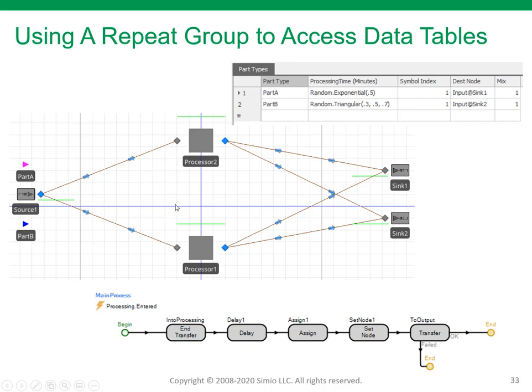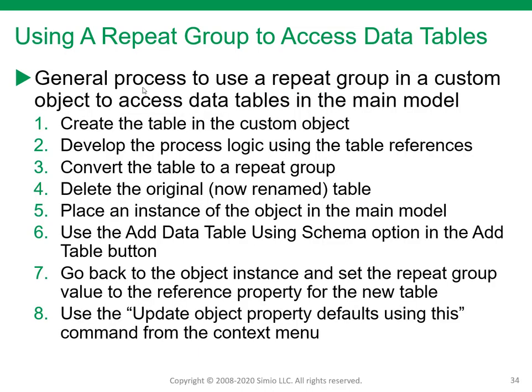In this example, what we're going to do instead is use a repeat group inside the processor and then map the data table to the repeat group. And then from within the custom object, it looks like we're accessing the data table, even though what we're actually accessing is that repeat group. So this is a very powerful feature and is quite useful.